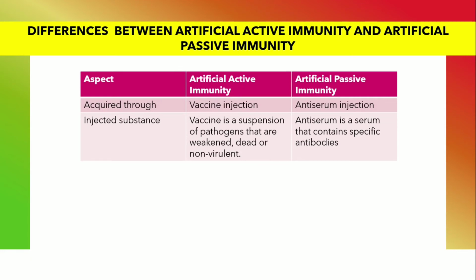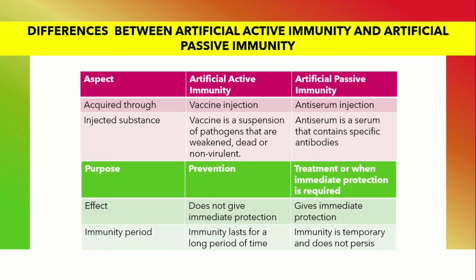A vaccine is a suspension of pathogens that are weakened or non-virulent. Meanwhile, an antiserum is a serum that contains specific antibodies. Artificial active immunity acts as a prevention. Meanwhile, artificial passive immunity acts as a treatment, or when immediate protection is required. Artificial active immunity does not give immediate protection, but artificial passive immunity will. The immunity period in artificial active immunity lasts for a long period of time. Meanwhile, in artificial passive immunity it is temporary and does not persist.